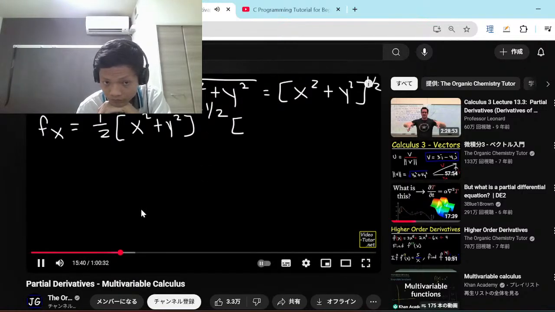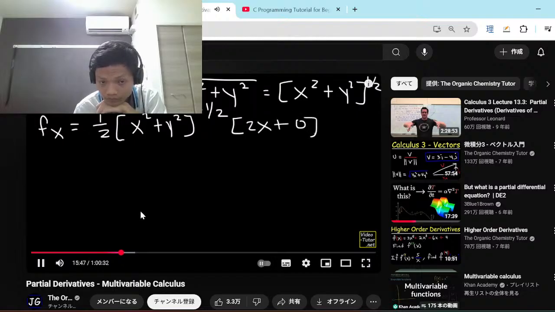And now we need to find the derivative of the inside function with respect to x. The derivative of x squared is 2x. And for y squared, we can treat that as constant, so that's 0. 1 half times 2 is 1. So therefore, for the final answer, you can also bring this down because it's negative 1 half.